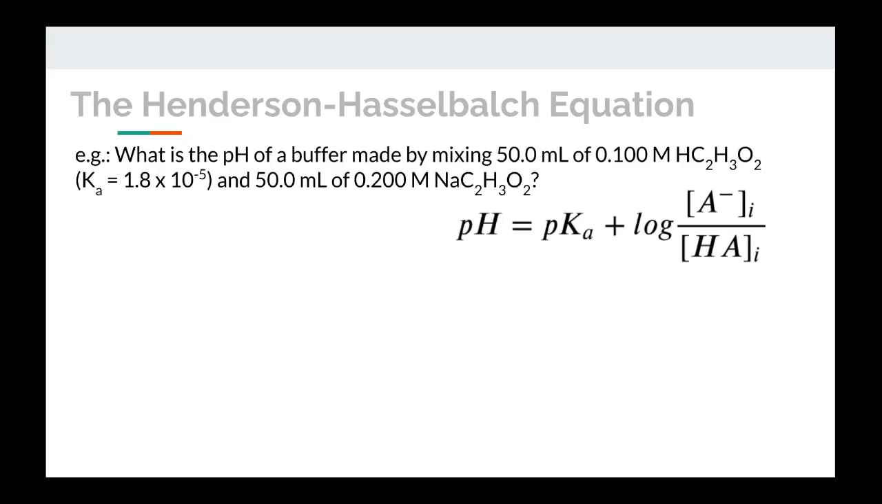What's the pH of a buffer made by mixing 50 milliliters of 0.1 molar acetic acid and 50 milliliters of 0.2 molar sodium acetate? So the number of moles of acetic acid, HC2H3O2, is going to be equal to 5 millimoles, because we're taking 50 milliliters times 0.1 mole per liter. The number of moles of acetate ion, C2H3O2 minus, is going to be equal to 10 millimoles, because we're taking 50 milliliters times 0.2 moles per liter.